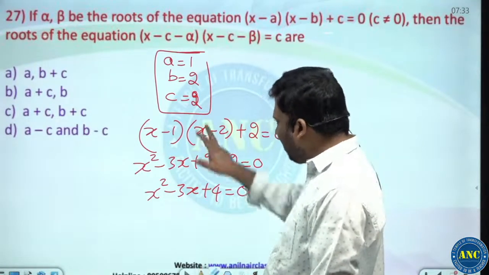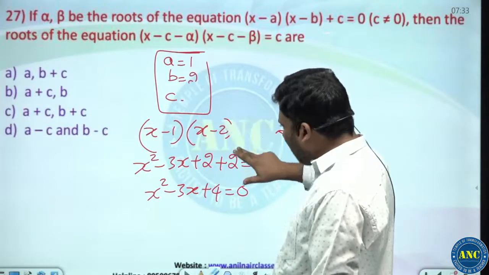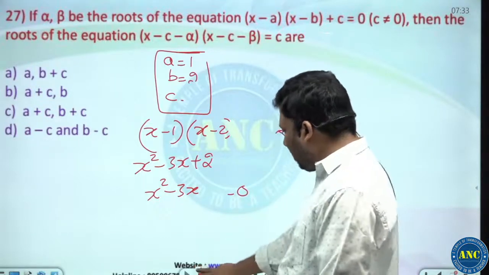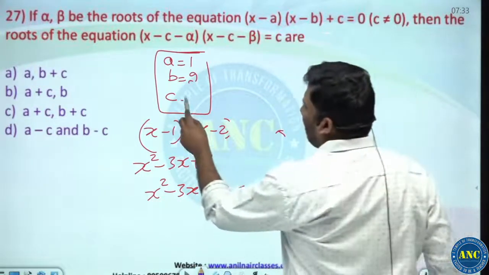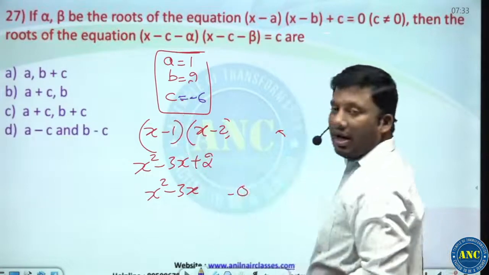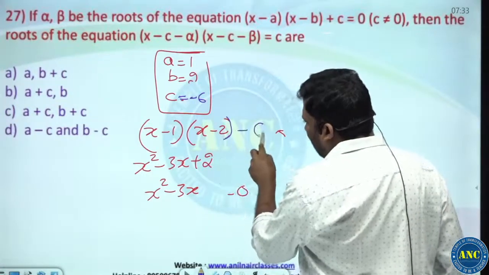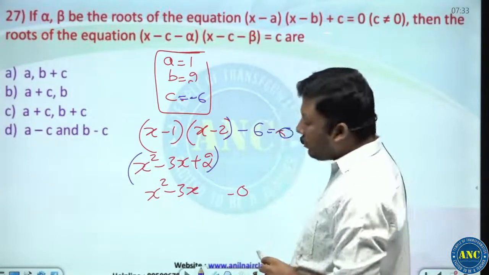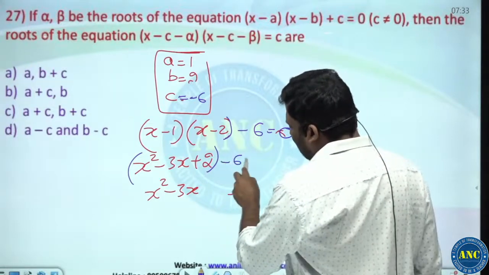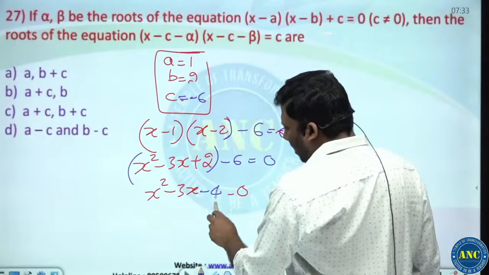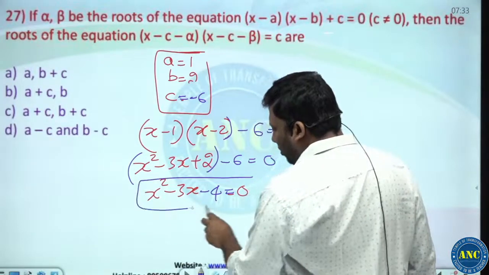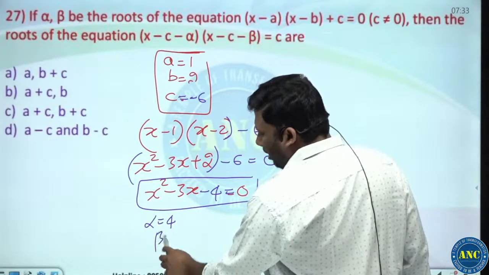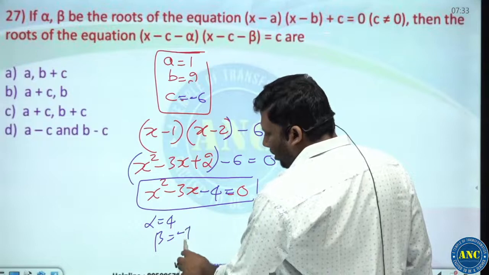So just to make it a little simple, I want the integral roots to come. Till here I got it. So I want integral roots. So what I will do is, I will take c value minus 6. I hope the idea is clear. Why am I taking c value minus 6? If I take c value minus 6, x square minus 3x plus 2, minus 6 equivalent to 0. x square minus 3x minus 4 equivalent to 0 means alpha equivalent to 4 and beta equivalent to minus 1.